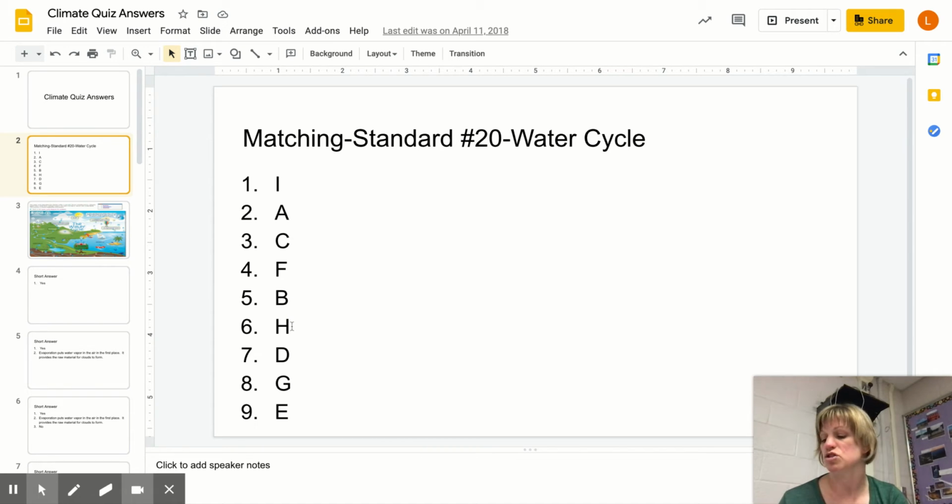Number 6 is H, a spring is when groundwater meets an opening at the surface. Number 7, D, infiltration is when water soaks into the ground, infiltrates the ground. Number 8, runoff, is G, when water moves downhill with the force of gravity.